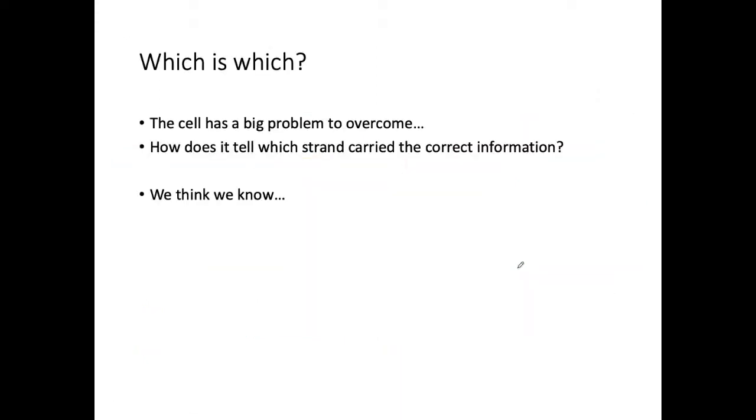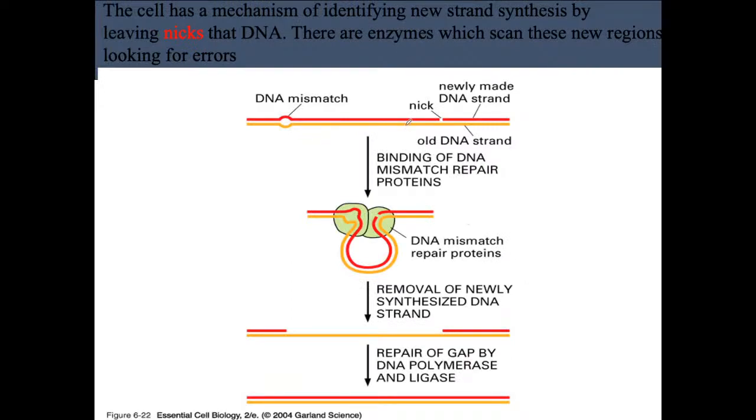So which is which? The cell has a big problem to overcome. How does it tell which strand carried the correct information? The cell has a mechanism of identifying newly synthesized strands, leaving nicks. Nicks are the gaps that we see like between Okazaki fragments. There are enzymes which can scan the new regions looking for errors. So this is our DNA mismatch. This is the newly made DNA strand, and this is the old DNA strand.